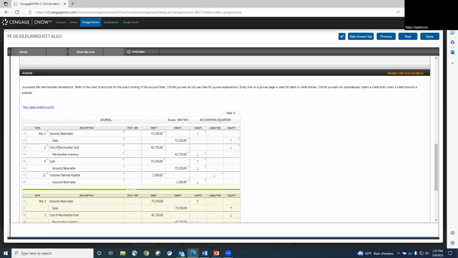So on March 1st, to record the sales transaction is a four-sided entry. We sold the merchandise on account at a discount. So we see the discounted amount is recorded. We debit accounts receivable. We credited our revenue sales account. We debited our expense account, cost of merchandise sold. And then credited our merchandise inventory account, reducing our inventory on hand.